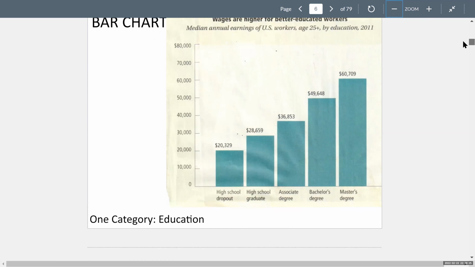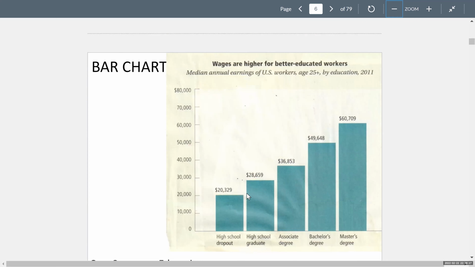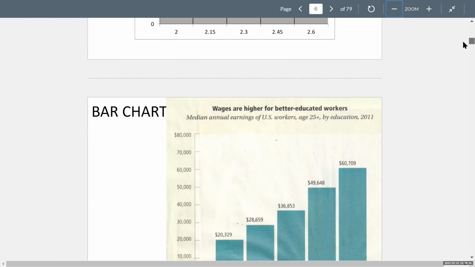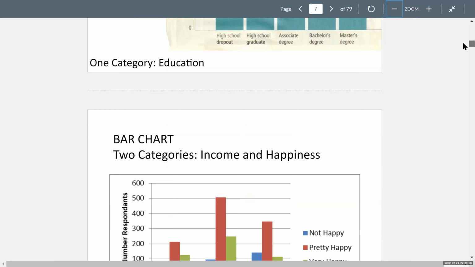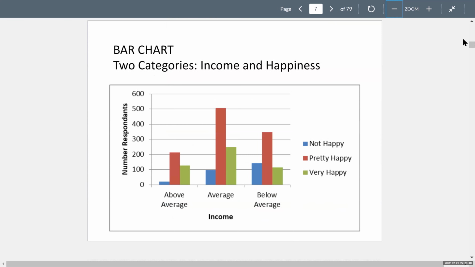All right, so here we only have one variable. We don't have males versus females. We don't have race or ethnicity differences. We just have everybody lumped together. All right, but we may also have information that we want to show that has not just one categorical variable, but a second categorical variable that goes along with it. So this is a fun data set that shows the income of individuals, whether it's above average, average, or below average, and whether those people report themselves as being not happy, pretty happy, or very happy.